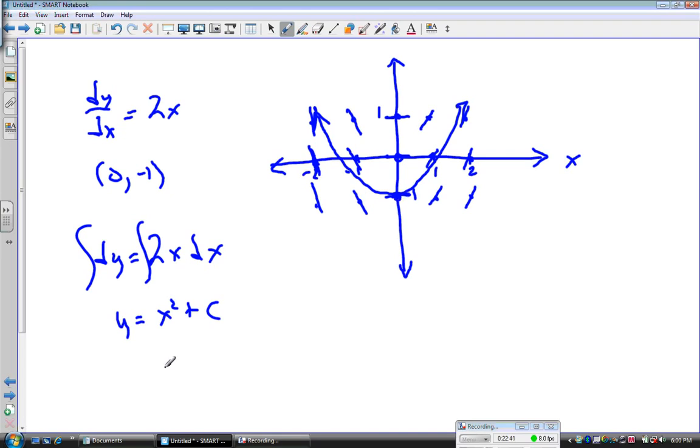If you plug in 0 for x and negative 1 for y, you're going to get c is negative 1. So this curve I drew, or at least I was estimating this curve, is y equals x squared minus 1. That's what x squared minus 1 looks like, a parabola shifted down 1 from 0, 0. Huh. So I could do it both ways. This is an approximation. This is exact. If I can't do this, I'll settle for this.